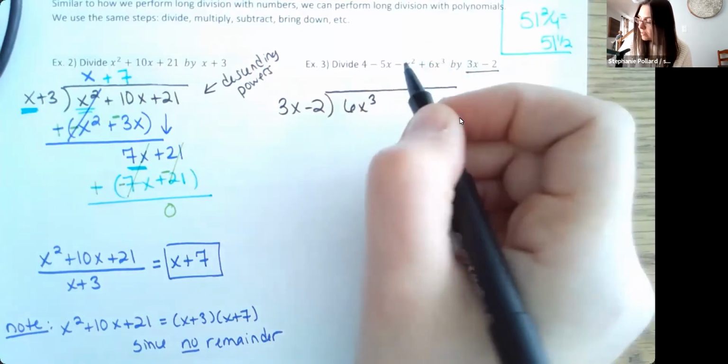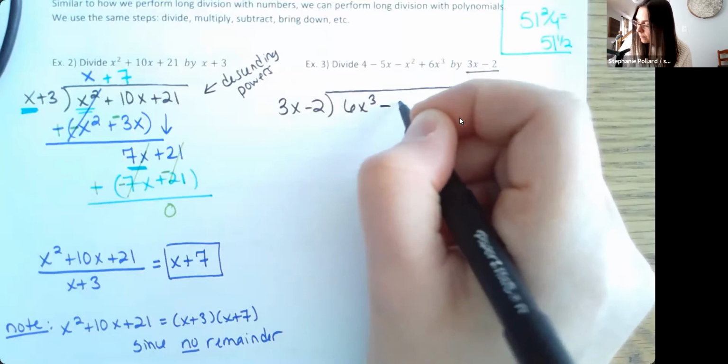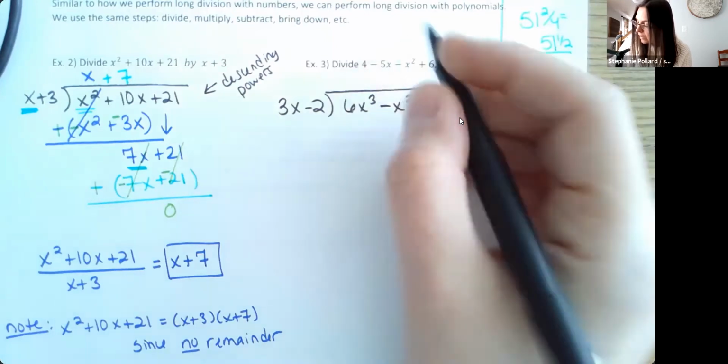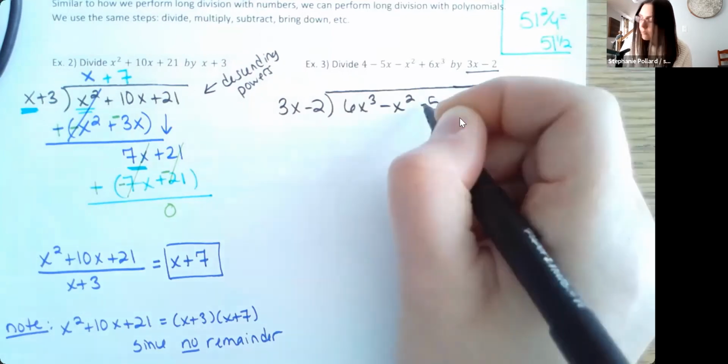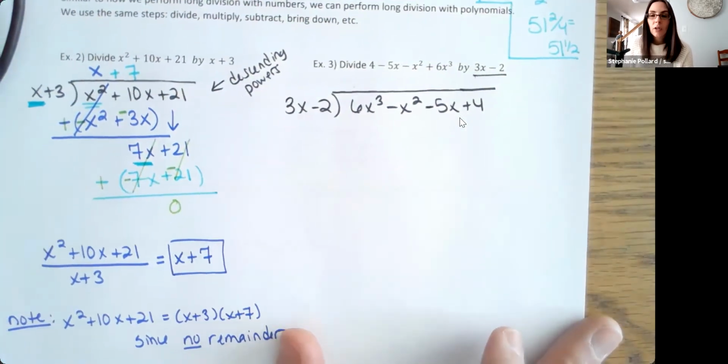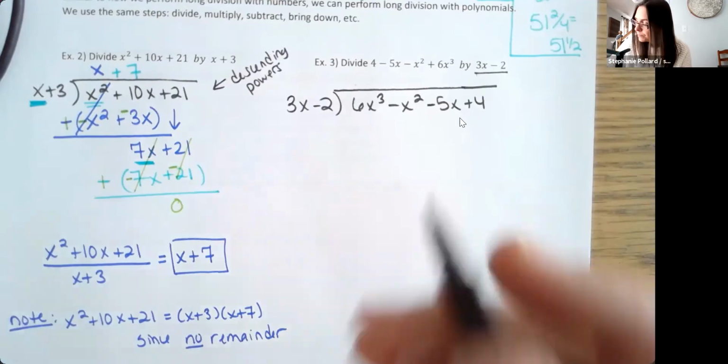Be careful of your signs. This is a minus x squared, minus 5x, and then a positive or plus 4. So if you're rearranging terms, just be careful. Make sure you have all your signs correct as you rearrange.